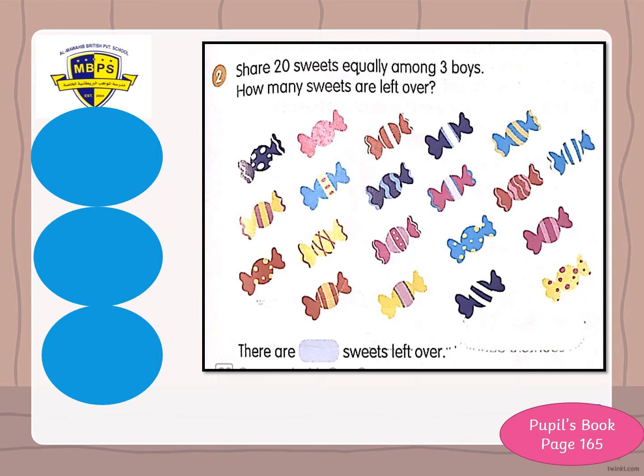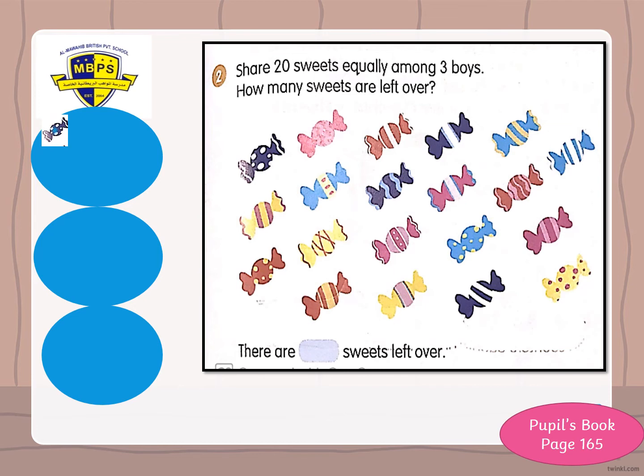Do you remember how we share equally? We have to give one by one. But I want you to start sharing with me, and you draw the sweets in each circle. But while you are drawing and sharing, you must count. Now let me start to share, and you start with me drawing on the circle. If you don't have the book, you can use white paper, draw 3 circles, and now let's start to share 20 sweets between or among the 3 boys, and we have 3 circles to represent the 3 boys. Now I will start with me, grade 1.